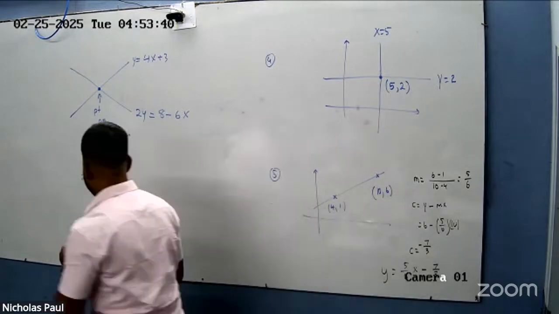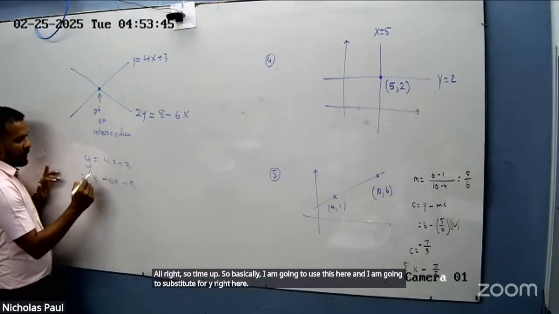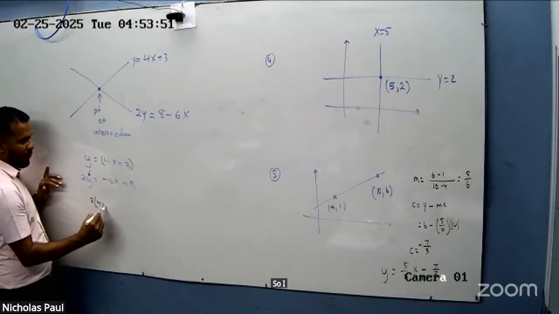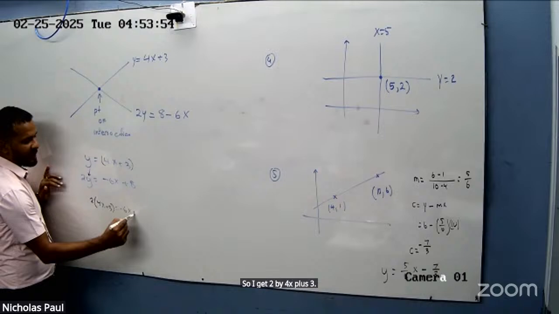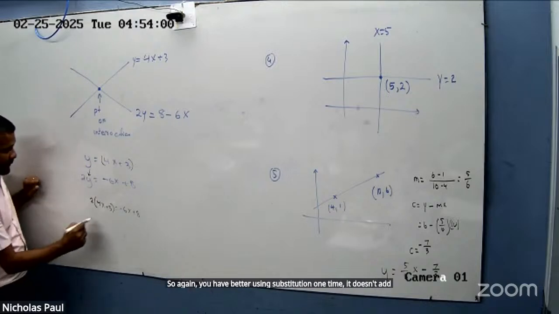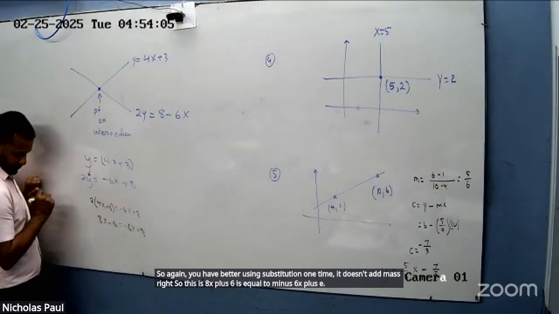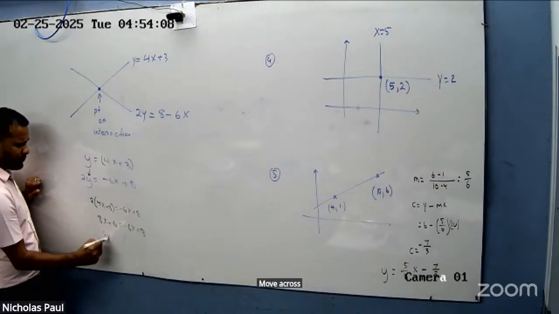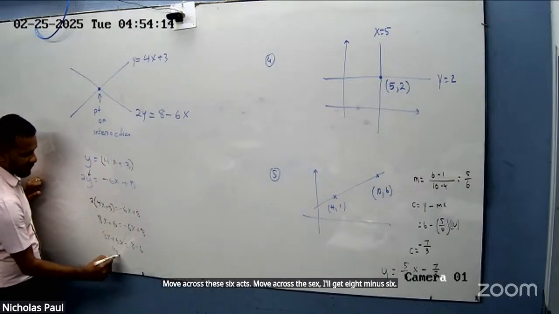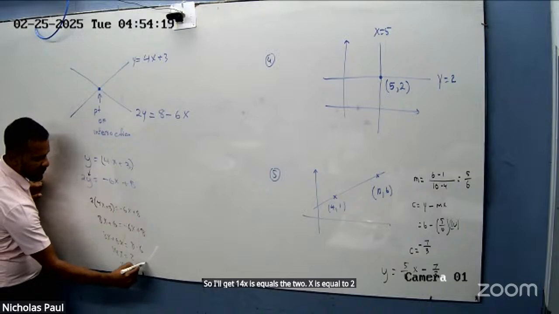All right, so time up. Basically, I am going to use this here and substitute for Y right here. Y is this, so I'm going to replace this Y with that. So I'll get 2 times (4x plus 3) is minus 6x plus 8. So this is 8x plus 6 is equal to minus 6x plus 8. Move across the 6x, and move across the 6, so I'll get 14x is equal to 2. X is equal to 2 over 14, or 1/7.